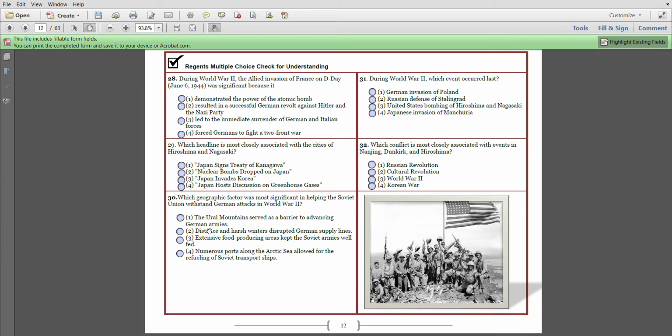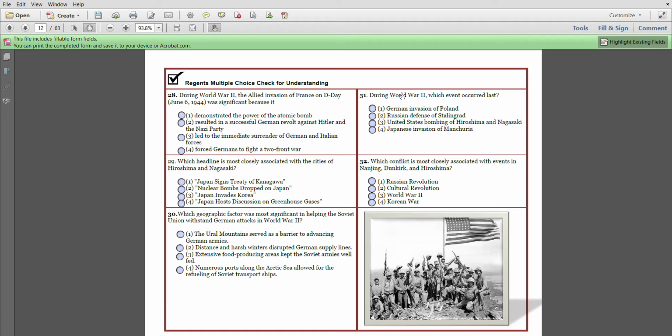30. Which geographic factor was most significant in helping the Soviet Union withstand German attacks in World War II? 1. The Ural Mountains served as a barrier to advance German armies. 2. Distance and harsh winters disrupted German supply lines. 3. Extensive food-producing areas kept the Soviet armies well fed. 4. Numerous ports along the Arctic Sea allowed for the refueling of the Soviet transport ships.